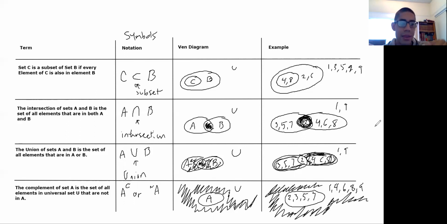It looks like a kind of sideways U, right? Do you guys see that? That represents the word subset, right? That is the symbol for the word subset. So what I'm reading here, from left to right, is set C is a subset of set B.